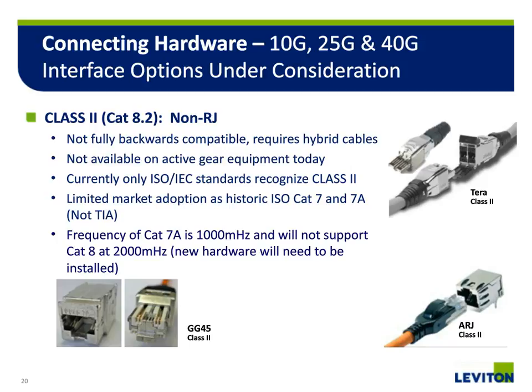The Class 2 connectors aren't available on active equipment today. It's currently only recognized in the ISO IEC standard. TIA, when they released the draft in Q1 of 2016, is only going to recognize the Class 1 connector. And there has been limited market adoption historically from a Cat 7 and 7A solution that has been on the market for a while. So these are some of the hurdles that we anticipate the market seeing when the Class 2 connectors are available.